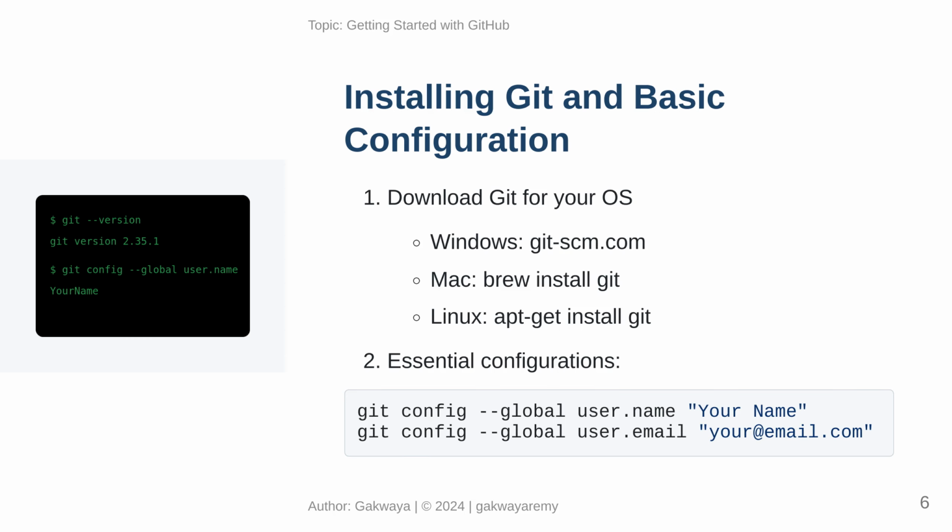Installing Git is your first step to working with GitHub locally. The configuration commands set up your identity for commits. Make sure to use the same email as your GitHub account. This helps GitHub connect your local commits to your account. If you're on Windows, don't forget to install Git Bash for a better command line experience.